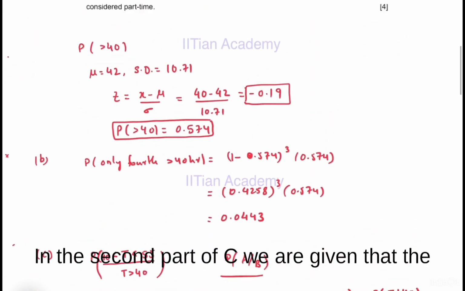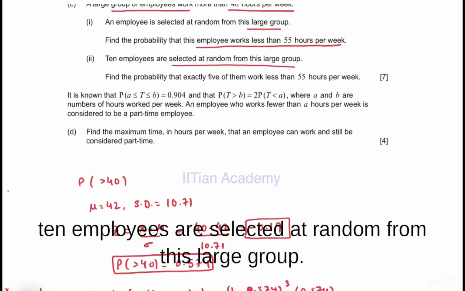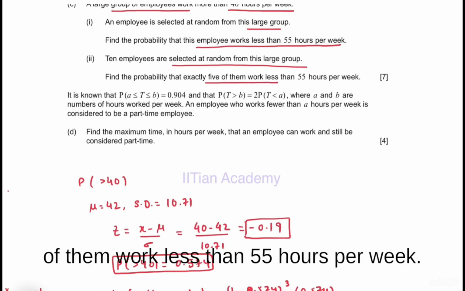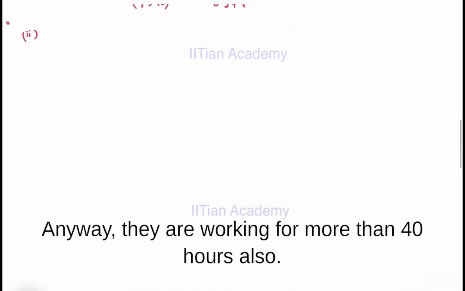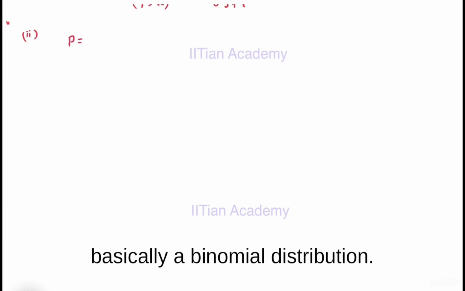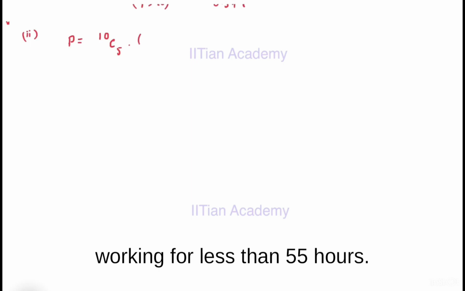In the second part of C, we are given that 10 employees are selected at random from this large group, and we have to find the probability that exactly 5 of them work less than 55 hours per week. Anyway, they are working for more than 40 hours also. So this probability is basically a binomial distribution. So we have 10 employees, we select 5 employees out of 10. Then those 5 employees will be working for less than 55 hours.